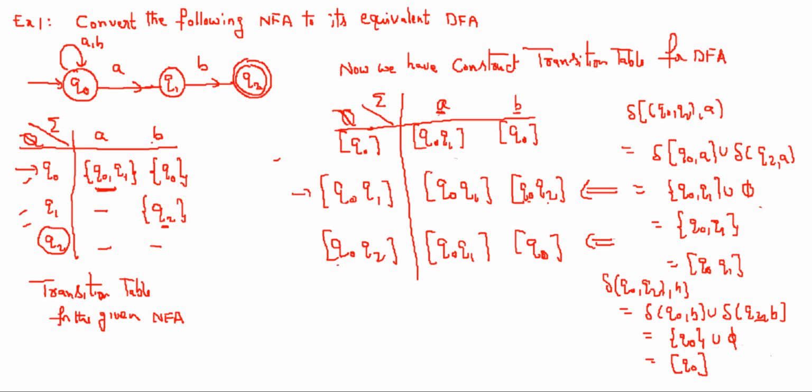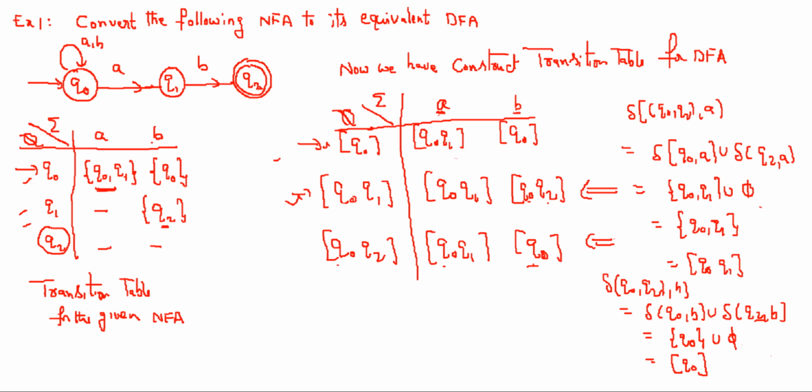Now you have to come here. Is there any new state generated? If it is generated, again you have to check with the input symbols A and B. Here Q0 Q1 is already there. Here Q0 is already there. That means no new states were generated. Now here we will stop creating the transition table for the DFA. Now this is the initial state. Now we have to check for the final state.